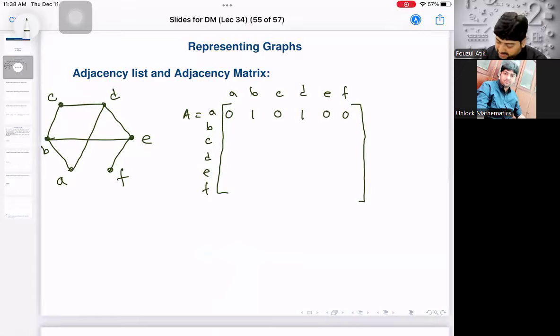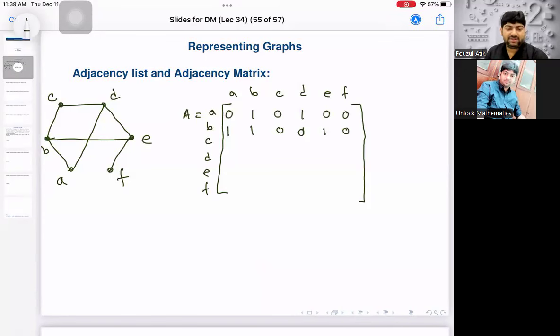Similarly, B to A, there is an edge. B to B, no edge. B to C, there is an edge, 1. B to D, there is no edge, sorry, it is 0. B to E, it is 1. And B to F, it is 0. Like that, you can define.